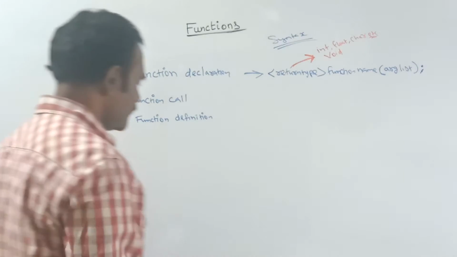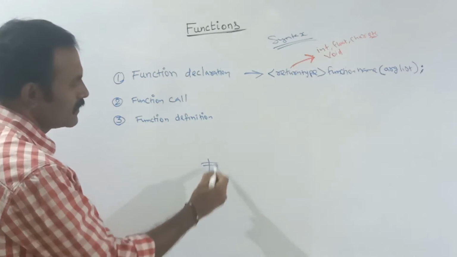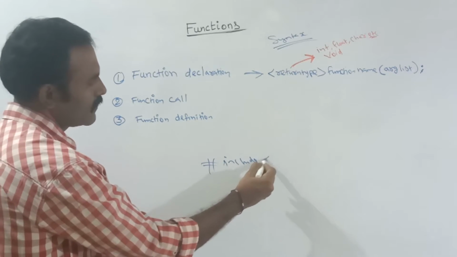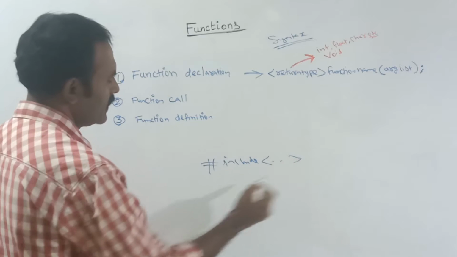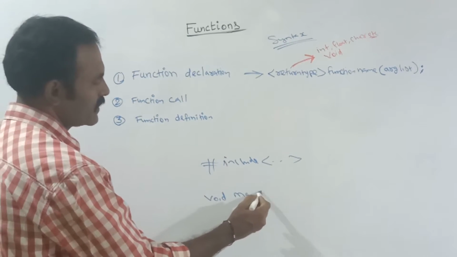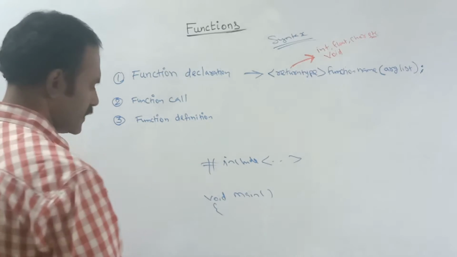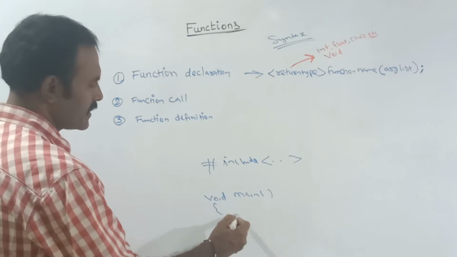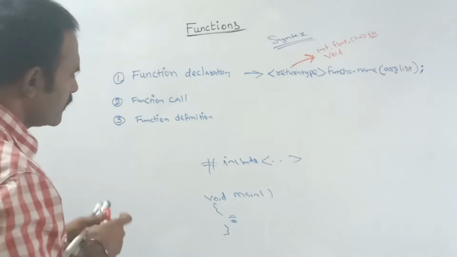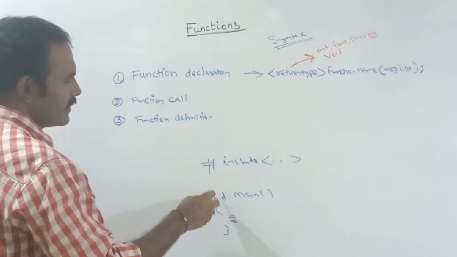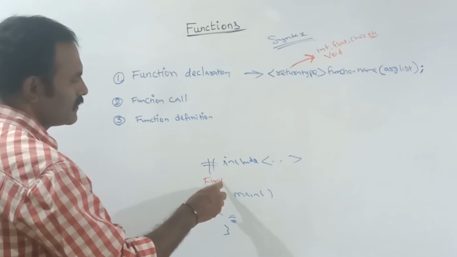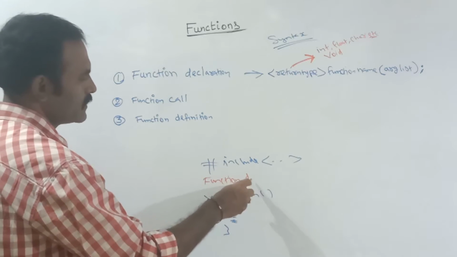See here, this is the include of some header file, followed by void main. This is the main function. Here is the function declaration, before the set of instructions inside the main function. After the include stdio.h, that is before the void main, we declare the function declaration here.